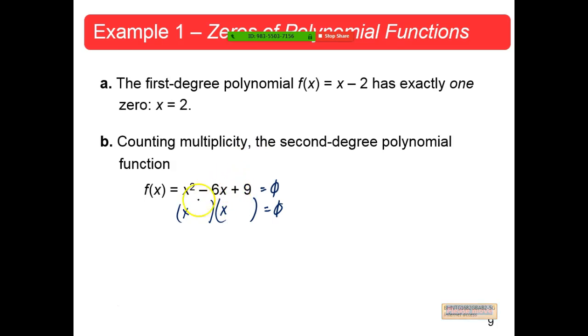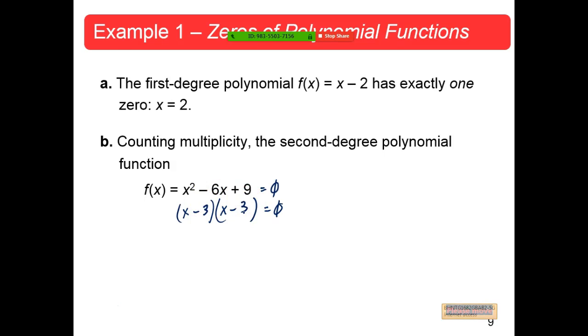Then we pay attention to the sign of the last term. That's a plus. What that means is these 2 signs here and here have to be the same. We look at the middle sign and see it's negative. So that means both of these have to be negative. Now we have to come up with 2 numbers that multiply to be 9 but add to be 6. 3 times 3, perfect. Okay?